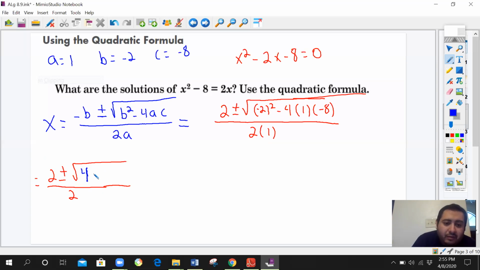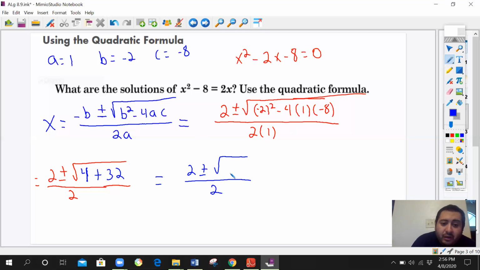Minus, you have a minus and a negative that turns into a positive. 4 and 8 turns into 32. And of course, times 1 is just whatever you have. 4 times 1 is 4. 4 times 8 is 32. All right, so you have 2 plus and minus all over 2.